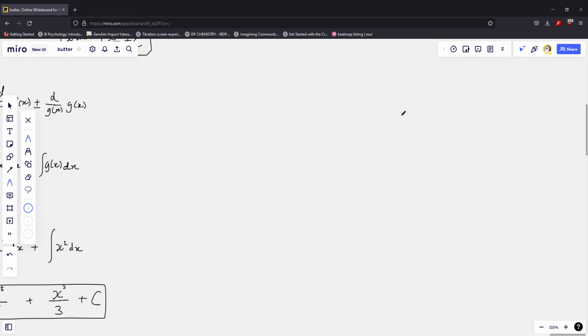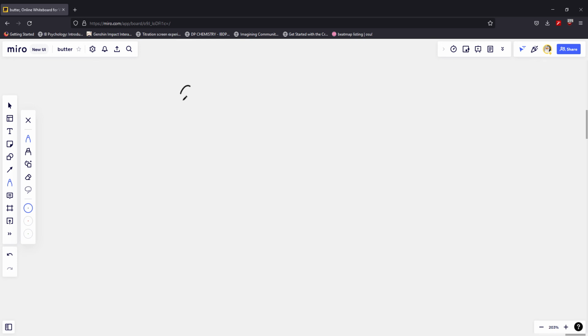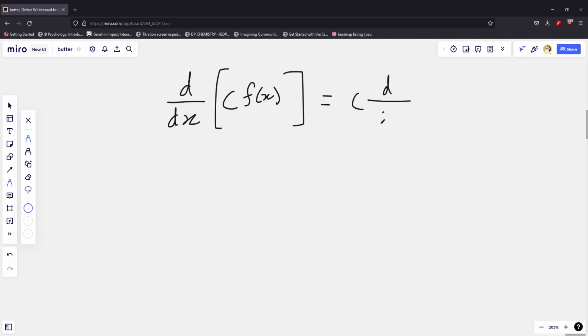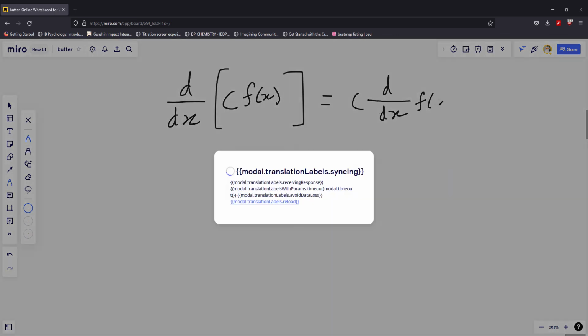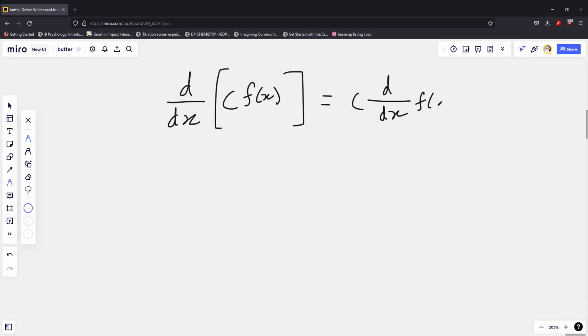Okay, moving on to the constant multiple rule. This is the same idea as well. We learned this in derivatives. If you take the derivative of a constant times f of x, that's c times f of x, where c is a constant, we can take the c out of the derivative. So let's write c d over dx of f of x. And you're allowed to do this because c is a constant.